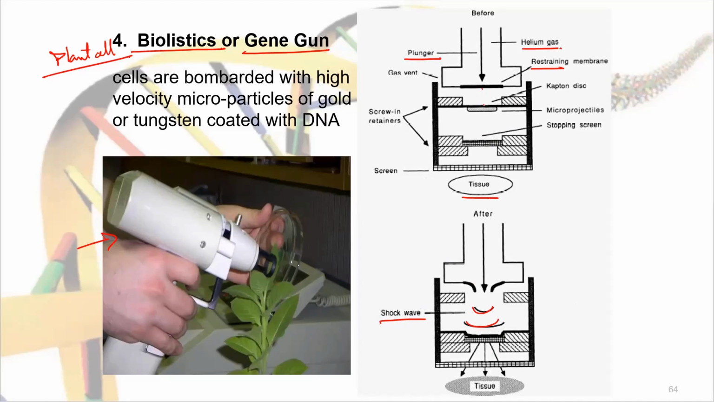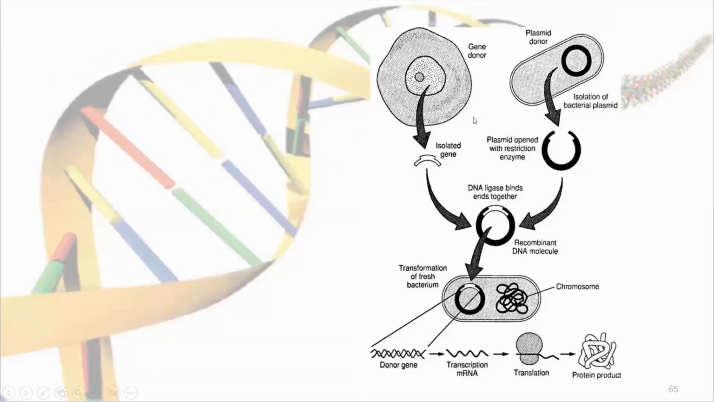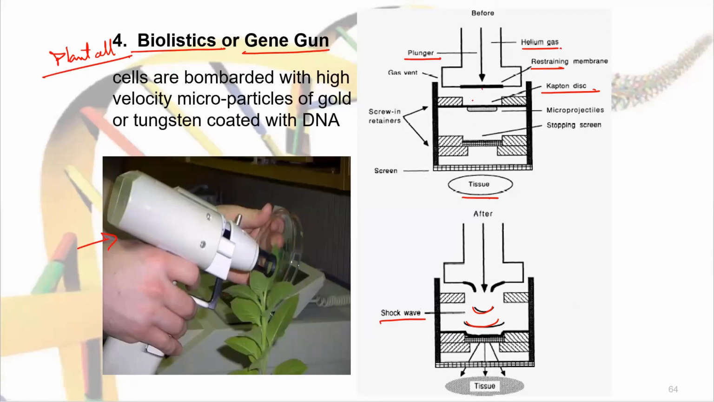The vibrations will come to this particular disc, which is called a Kapton disc. Here there will be some particles, gold particles. Normally we use gold particles or tungsten particles like that, which will be coated with DNA. Gold or tungsten is used because it is inert. That will be coated with DNA molecule, right?